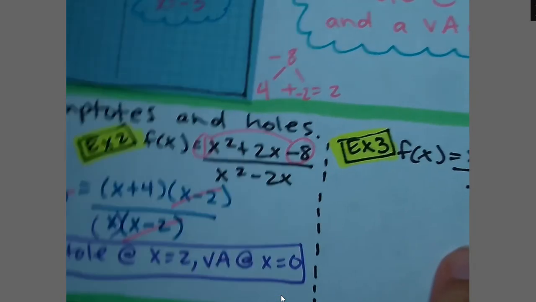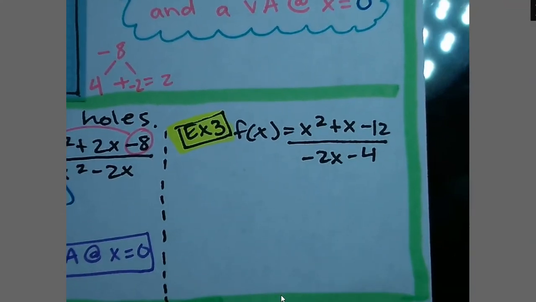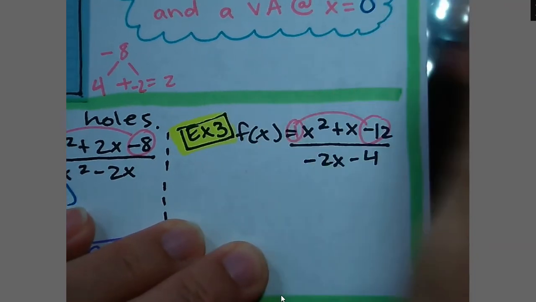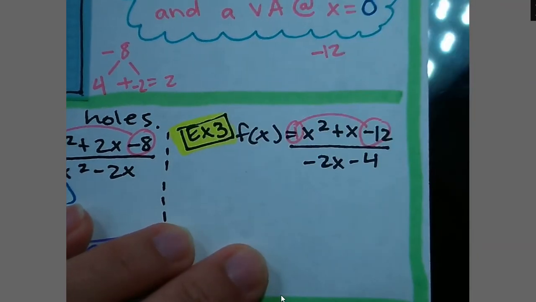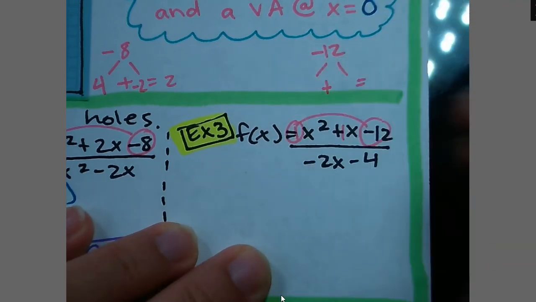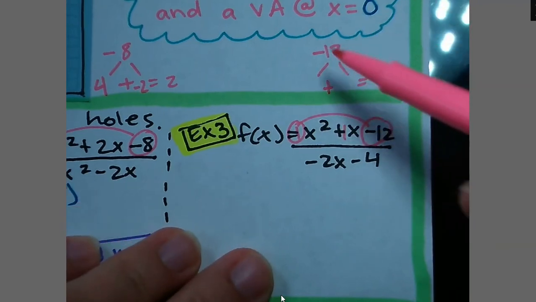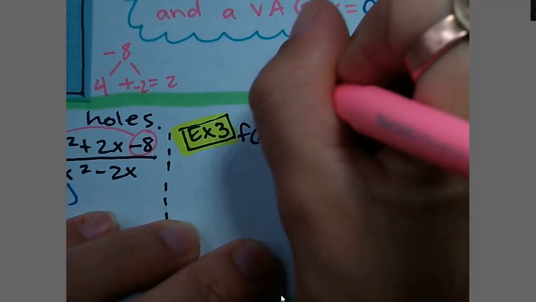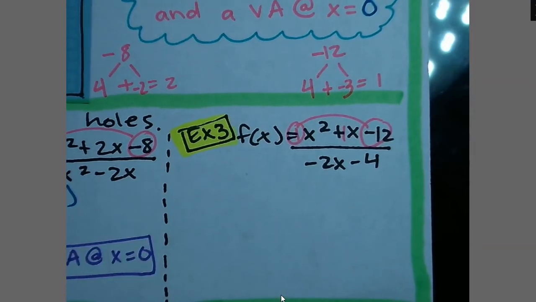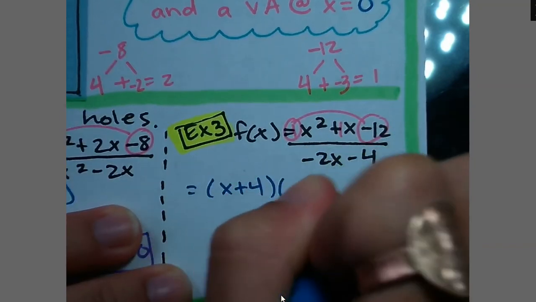All right, last example. Again, we're going to factor the top and bottom, and then see what cancels out. So there's a 1 in front of the x squared, so we're going to do 1 times negative 12, which is negative 12. And then we want 2 factors of negative 12 to add to give us positive 1, because there's a 1 in front of that x. Factors of 12 are 1 and 12, 2 and 6, and 3 and 4. So we're going to use positive 4 and negative 3 to get to positive 1. So that means that this is factored as x plus 4 times x minus 3.